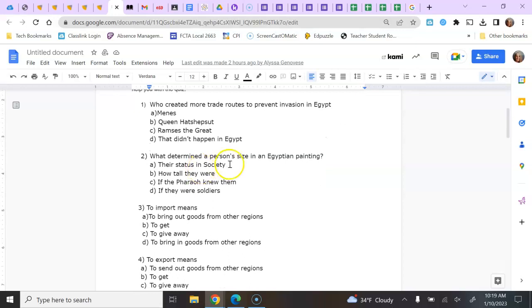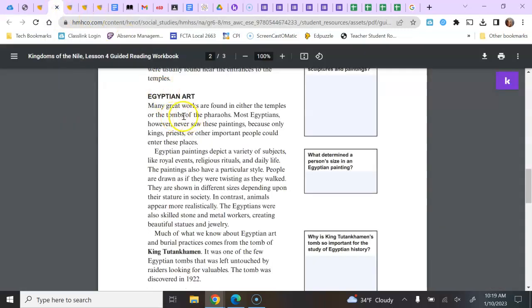Number 2, what determined a person's size in Egyptian painting? Is it A, their status in society, B, how tall they were, C, if the pharaoh knew them, or D, if they were soldiers? This you will find in workbook number 4. And it says that Egyptian paintings depict a variety of subjects like royal events, religious rituals, and daily life. The paintings also have a particular style. People are drawn as if they were twisting as they walked. They are shown in different sizes depending upon their stature in society.